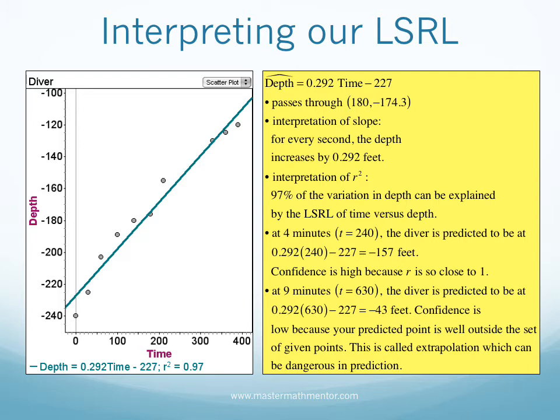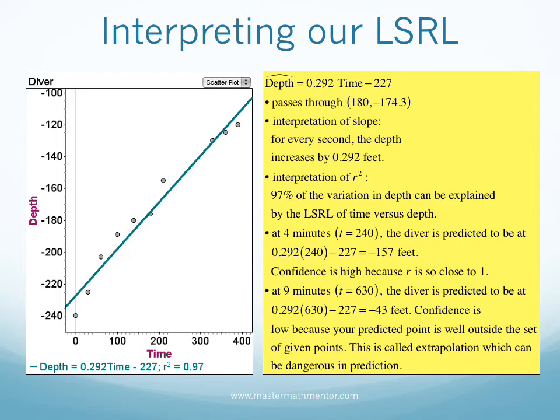Since the slope of the least squares regression line is 0.292, we interpret the slope as for every increase of 1 second, our depth goes up by 0.292 feet. This means that for every second, he goes up by 0.292 feet. Since R squared equals 0.97, we say that 97% of the variation in depth can be explained by the least squares regression line of time versus depth.